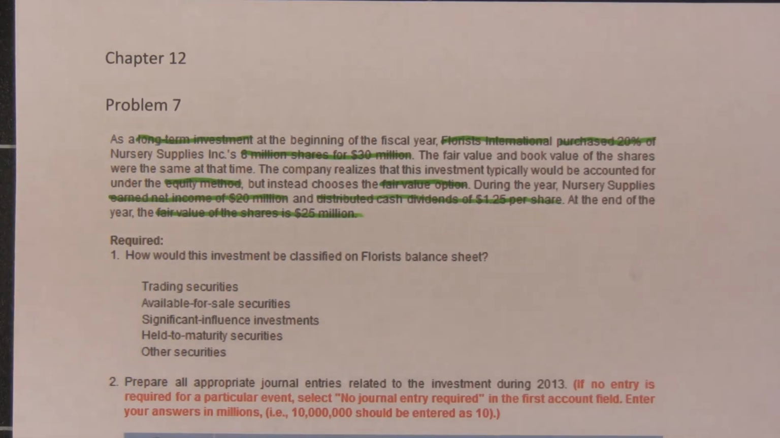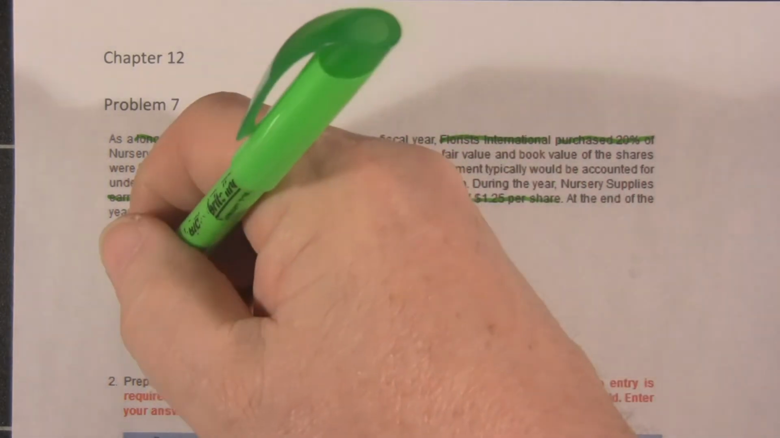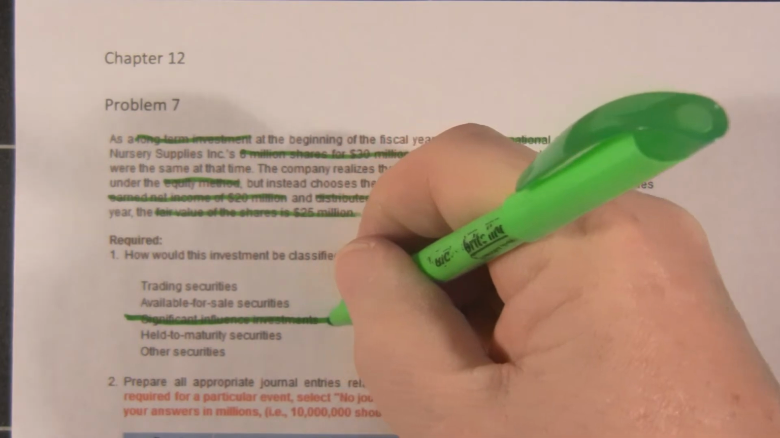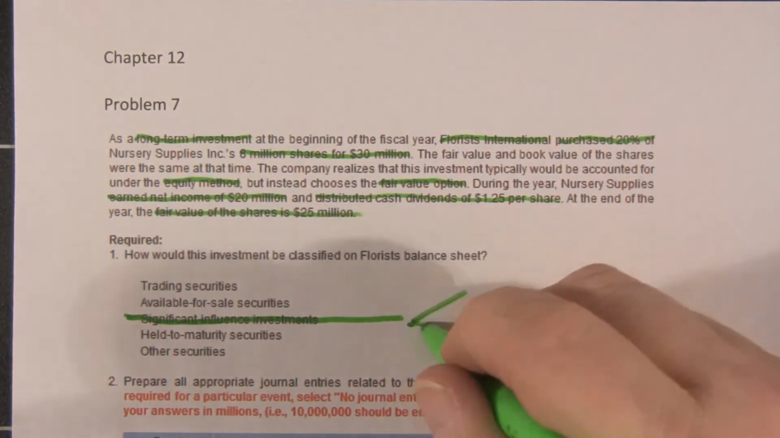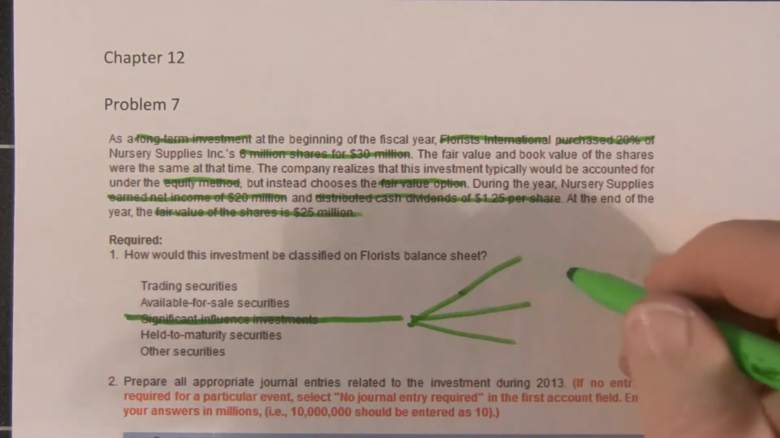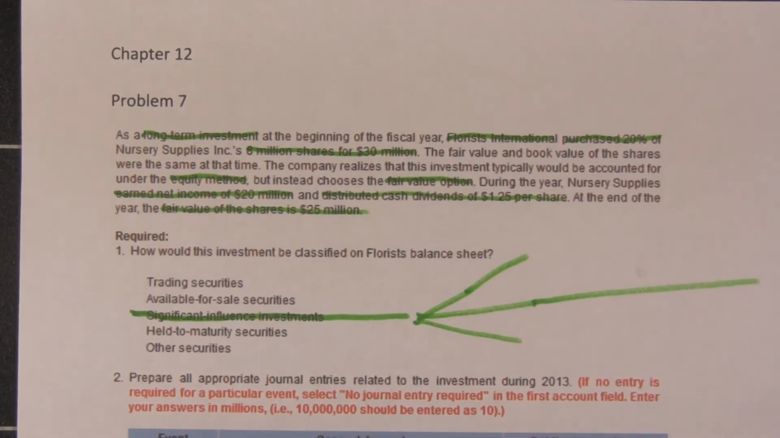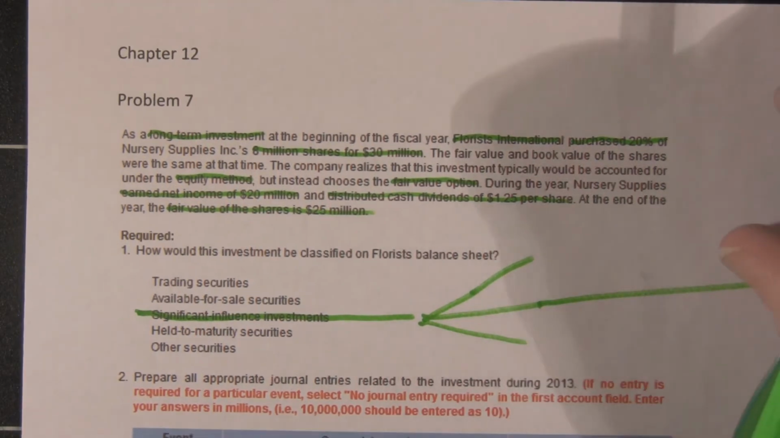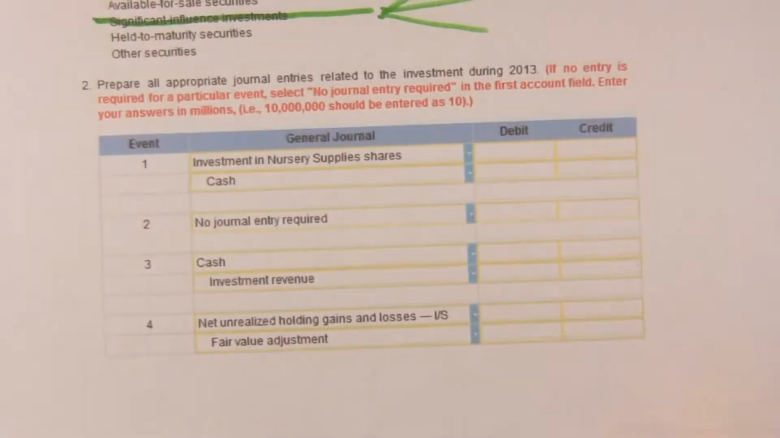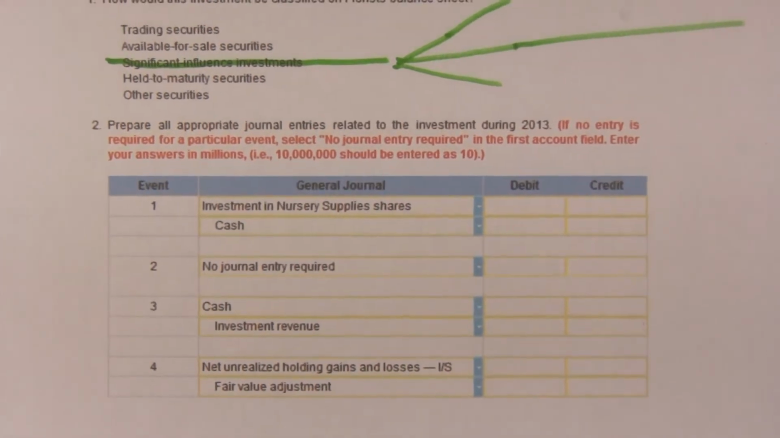Well, we'll classify it on the balance sheet as what it is. So the balance sheet will show that it is what it is. It's a significant influence investment. That's how we'll classify it. Doesn't mean we have to account for it that way, though. Okay? We can account for it using the fair value method, and that's what this company's chosen to do. So let's do that.